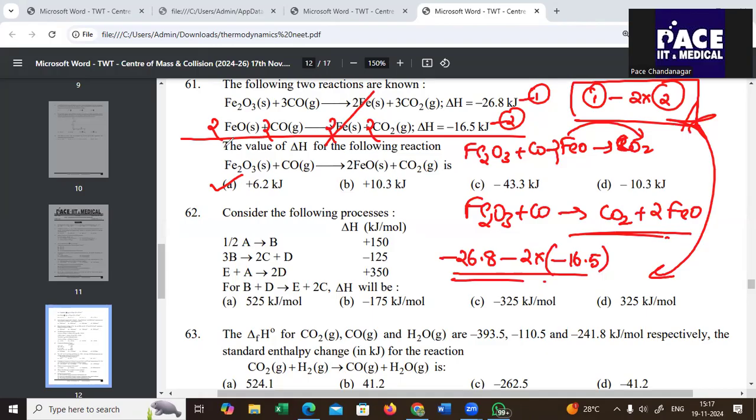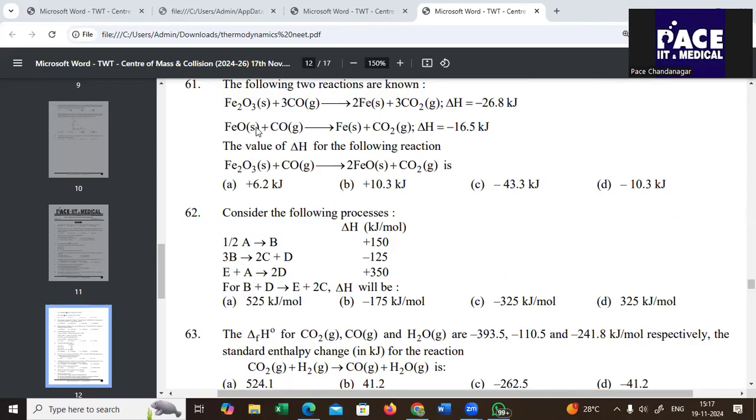Our motto is to find the third equation. To find the third equation, Fe has to be removed. So I have been working out ways in which I can remove my Fe. That's how you have to think. All right, moving on to the next question.